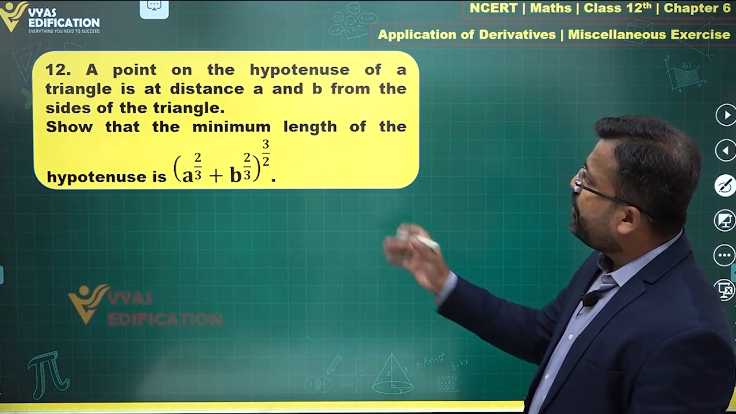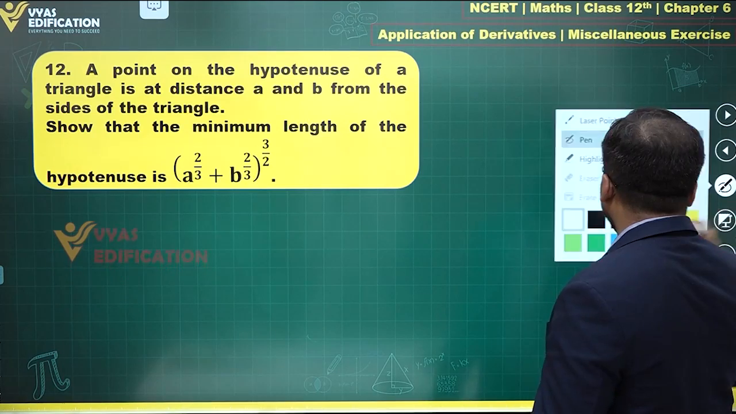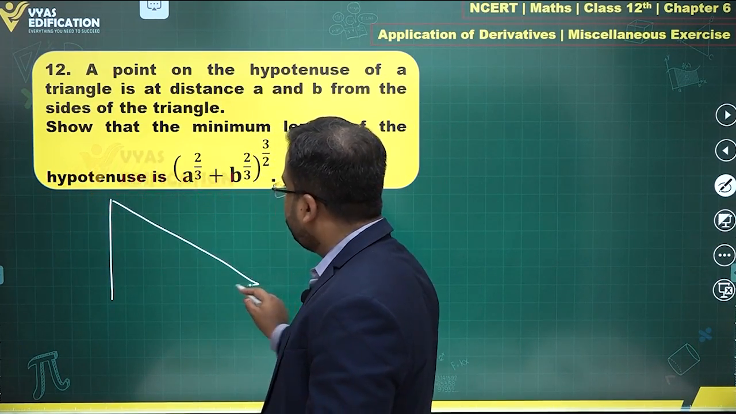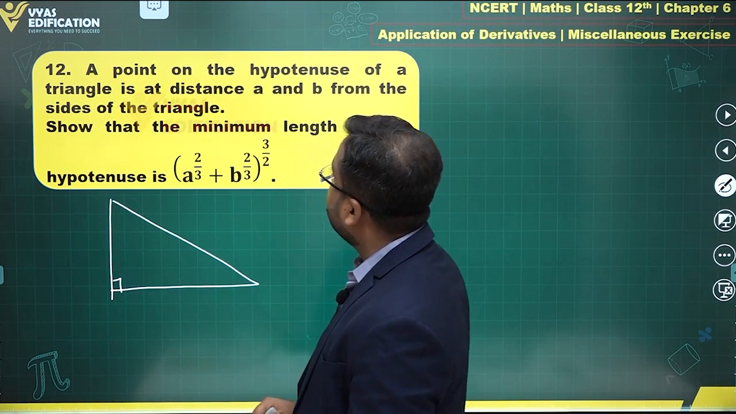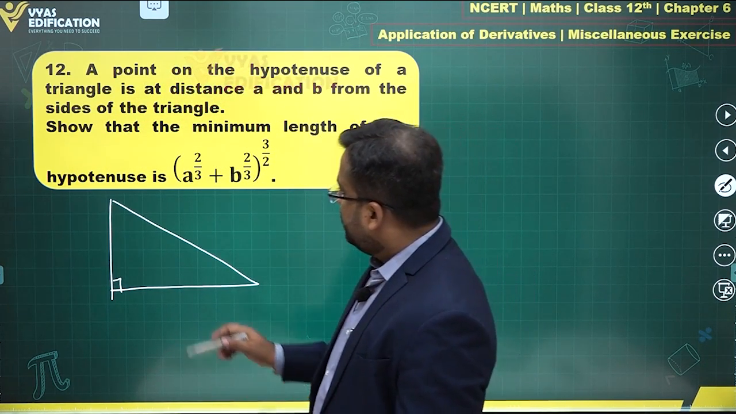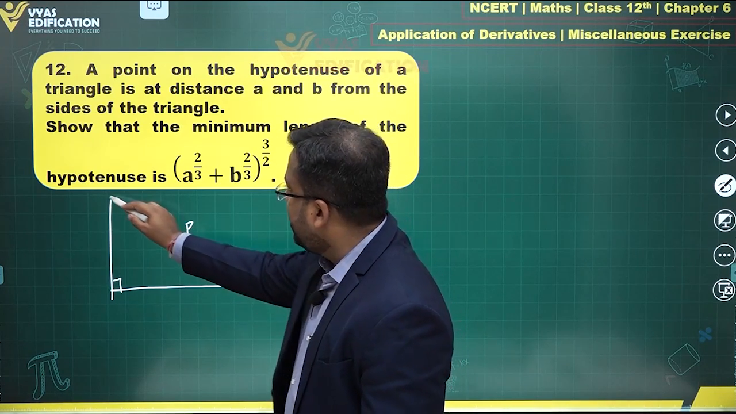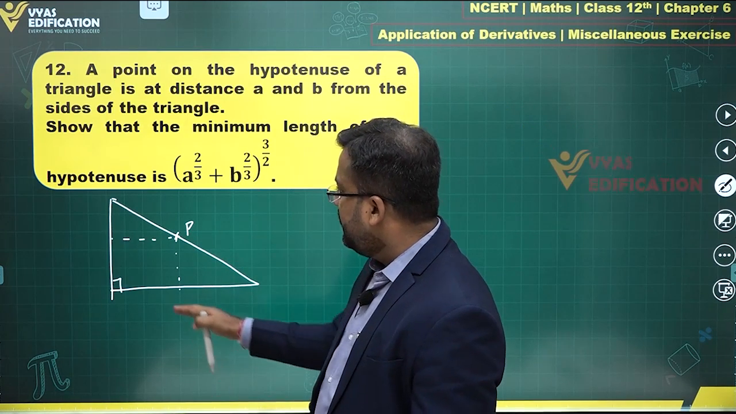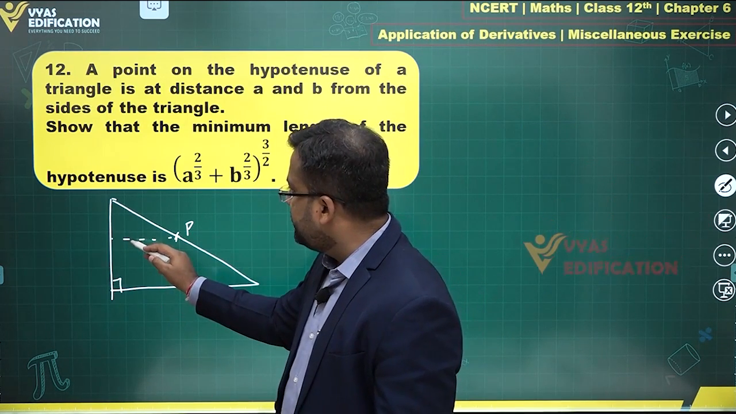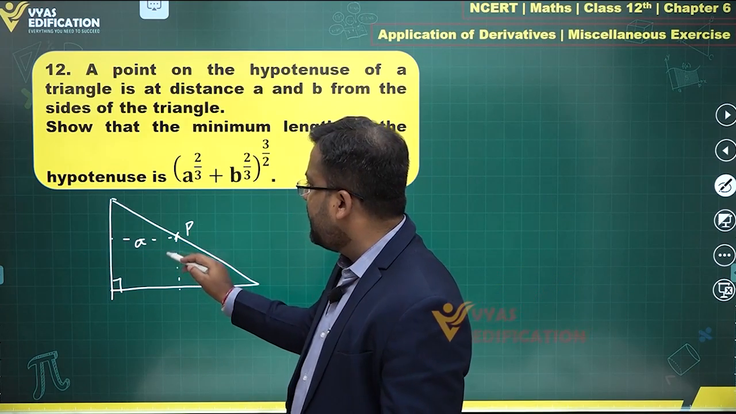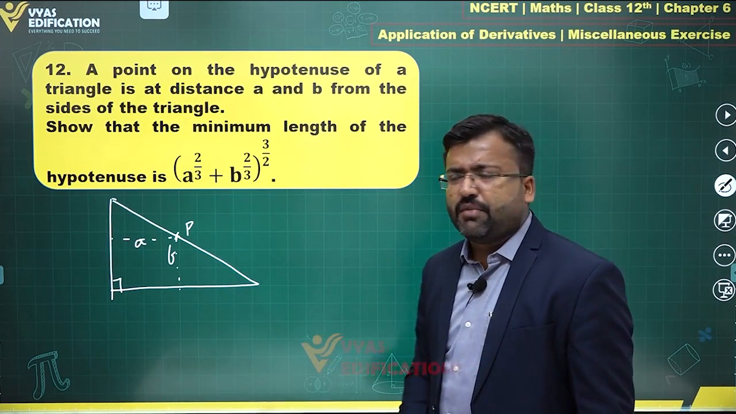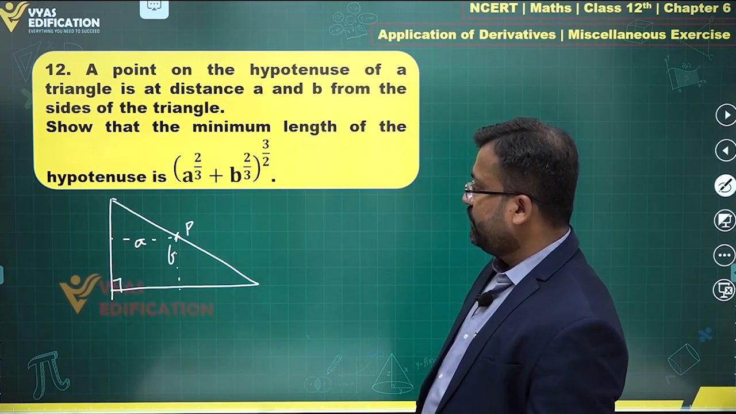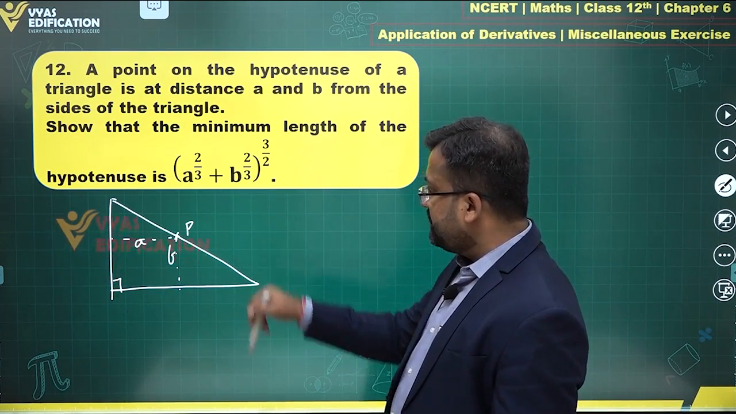The question says a point on the hypotenuse of a triangle is at a distance a and b from the sides of the triangle. From the sides of the triangle, this point is at a distance a and b. As you can clearly see, this is a point on the hypotenuse, let's say, and it is at some distance a and some distance b from here. Let's say this is the x-axis, let's say this is the y-axis, this is a and b. This is similar to the coordinate plane, by the way, and we can solve this question using concepts of coordinate geometry as well. Can we do that? Yes, this becomes the x-axis, this becomes the y-axis.